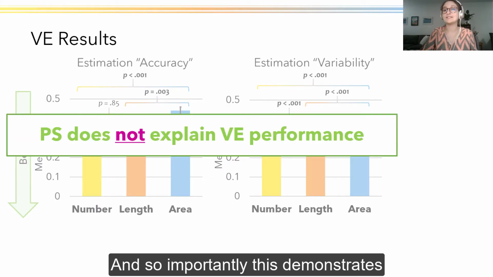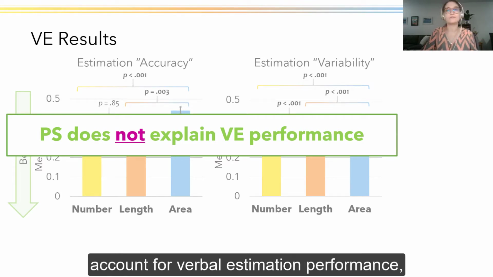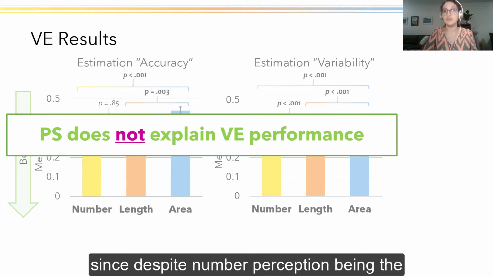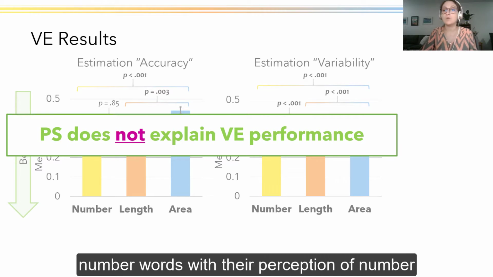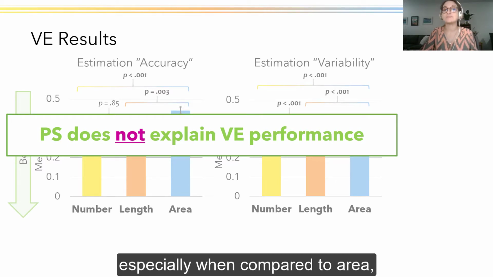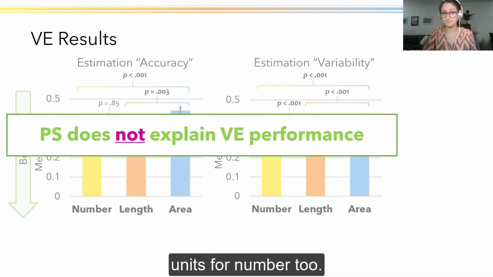And so importantly, this demonstrates that underlying perceptual differences do not account for verbal estimation performance, since despite number perception being the worst, children were way better at interfacing number words with their perception of number, especially when compared to area, and despite being given completely novel units for number too.